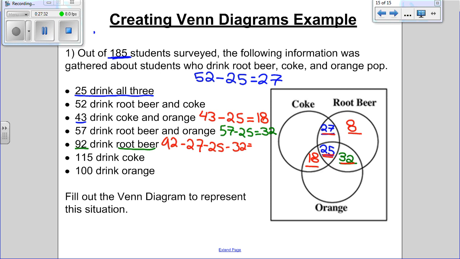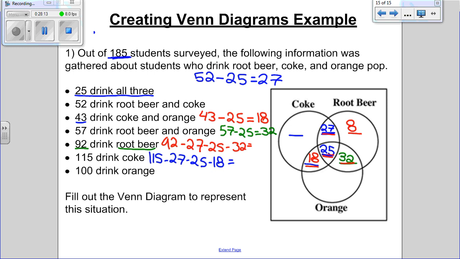Now you want to figure out the 115 people that drink Coke. Well, that means if you add up all the people who drink Coke, it should equal 115. So to figure out who drinks just Coke, you go 115 minus the other 3 numbers. So 115 minus 27 minus 25 minus 18. 45. So 45 people just drink Coke. They don't like root beer.